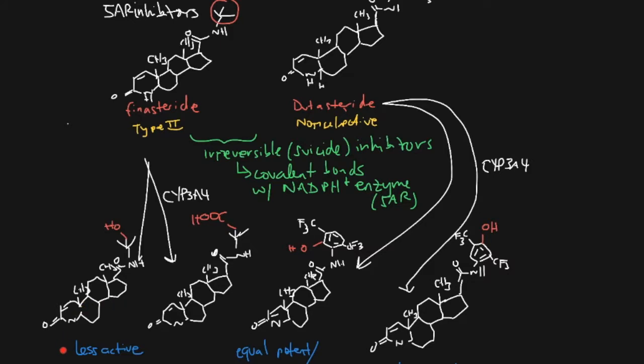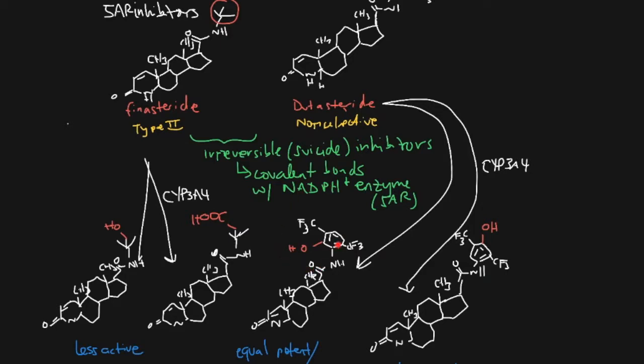Both of these metabolic products are less active than finasteride. In contrast, dutasteride, which is also metabolized by CYP3A4, is metabolized into one equally potent and equally selective product on the left, and one less active product on the left. So just like finasteride, metabolized at the top of the fin. So here's the top of the fin.